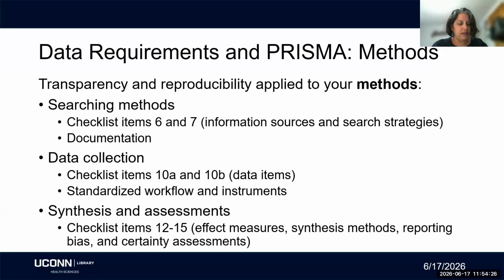So in your methods content, you can think about your searching methods, aka checklist items 6 and 7, our information sources and search strategies, as really just being part of documentation. Data collection, which are checklist items 10A and 10B, or data items. These reflect a standardized workflow and standardized instruments. And with synthesis and assessments, checklist items 12 through 15, which includes a whole bunch of good stuff like effect measures, synthesis methods, reporting bias, and certainty assessments. Again, this is all showing how your data was identified, collected, and analyzed. And reporting out on all of these elements makes your work transparent and reproducible.